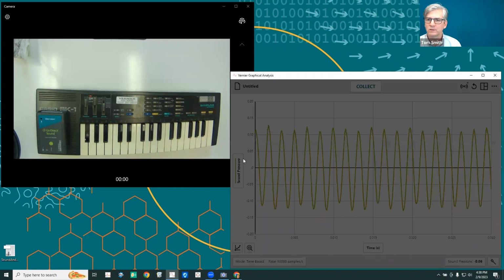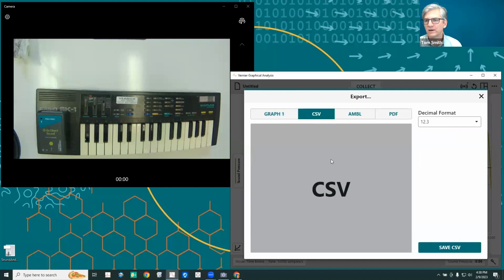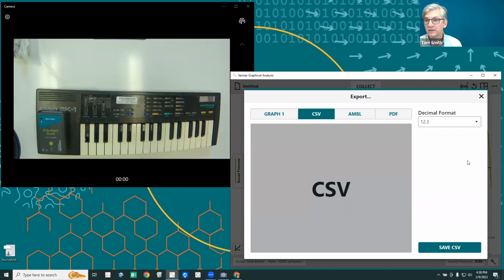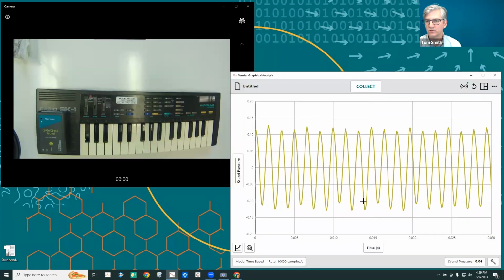I exported a CSV file of the data, and I just saved it to my desktop. Let me call this number 2 because I have number 1 saved specifically. Then I went into that file and used simple addition in a spreadsheet to add those 2 data sets together to get a combined waveform, to look at the constructive or destructive interference pattern between those 2 sound waves.